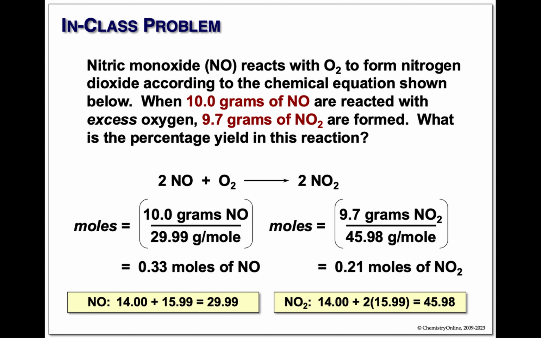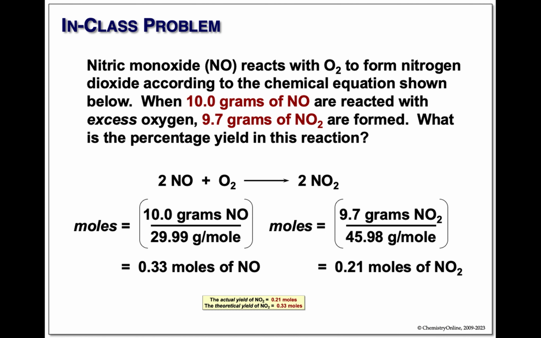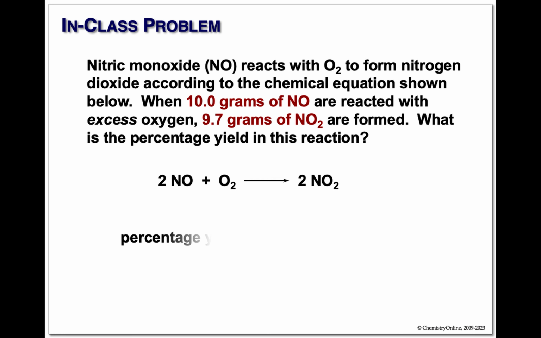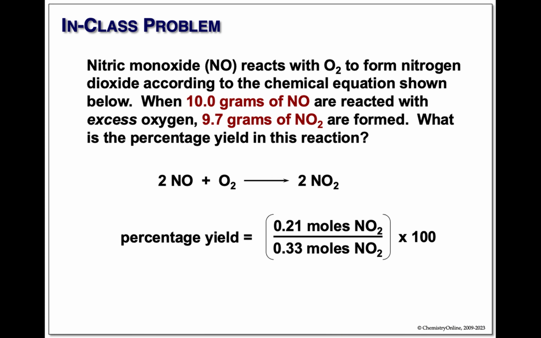So we should get 0.33, we get 0.21. Very quickly, what's our percent yield? 0.21 divided by 0.33 times 100. Do the math. We're at 63%. Any questions?